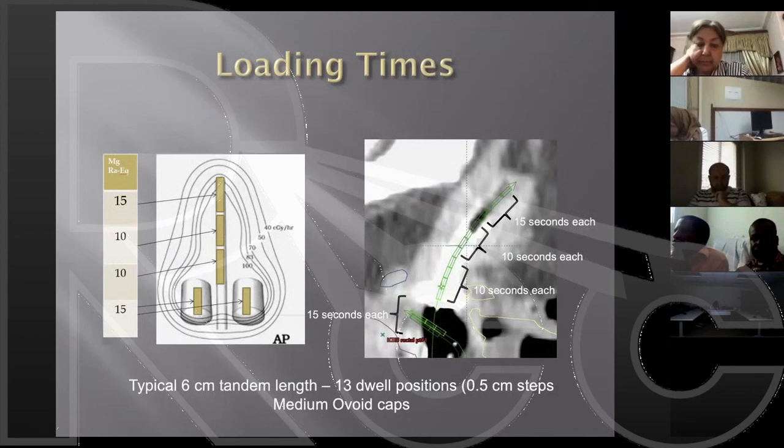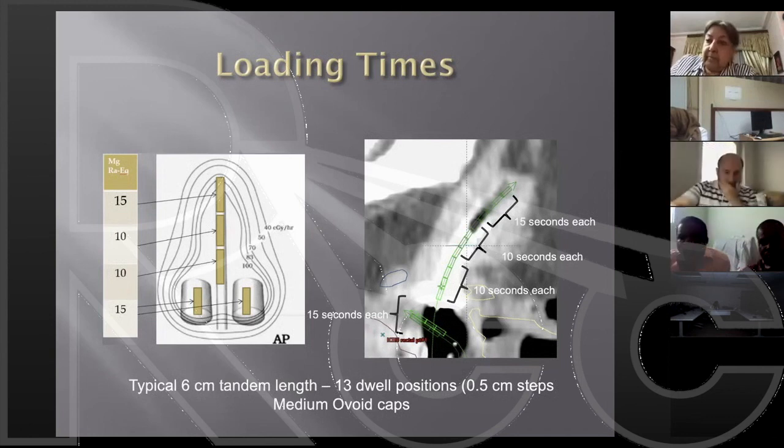The typical 6-centimeter tandem length has 13 dwell positions if you're using 0.5-centimeter steps, but you need to be cognizant of your step size, because you can do step sizes as small as 2.5 millimeters.